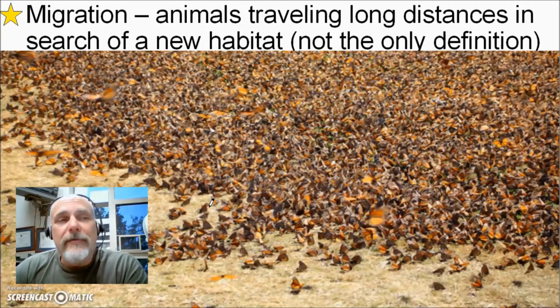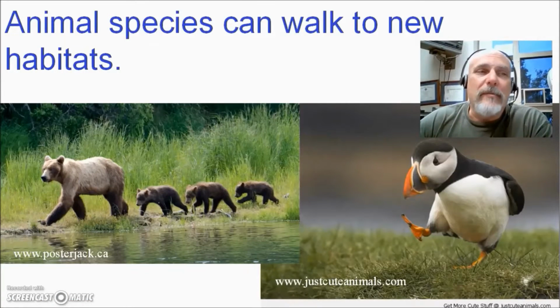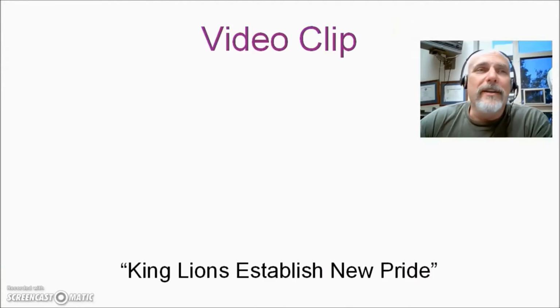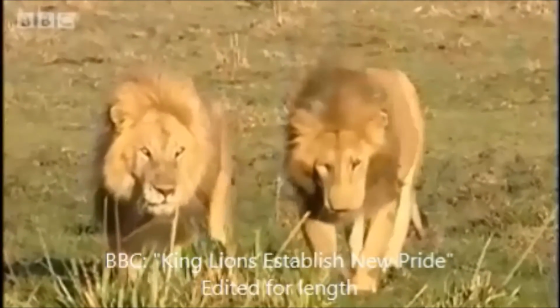A possible definition, and this is not the only possible definition, so in the future you may hear a different definition for the term migration, but one possible definition would be animals traveling long distances in search of a new habitat or a new place to live, a new environment for the organism to meet its needs. Now, of course, when we're talking about migration, there's all different ways that the organisms can travel from place to place, walking.